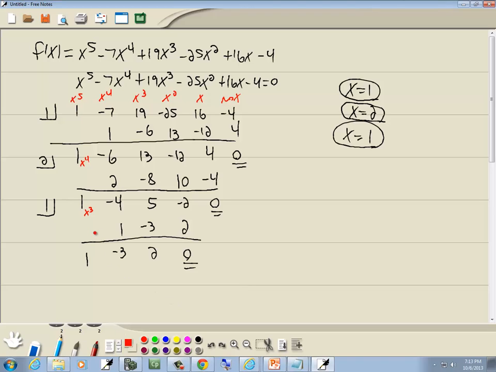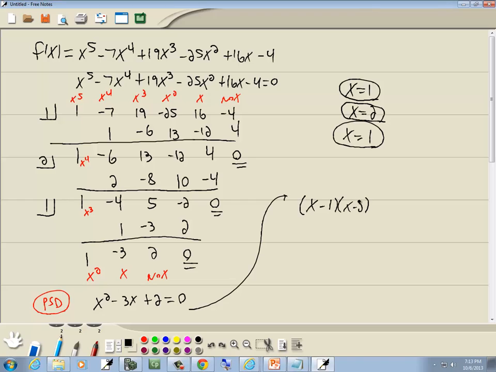Now, this originally went from x to the fifth to x to the fourth to x to the third. We're now down to x squared. And this is x, and this is no x. So we're left with x squared minus 3x plus 2 is equal to 0. And this actually factors using the PST method. So this is going to factor as x minus 1 times x minus 2 equal to 0.